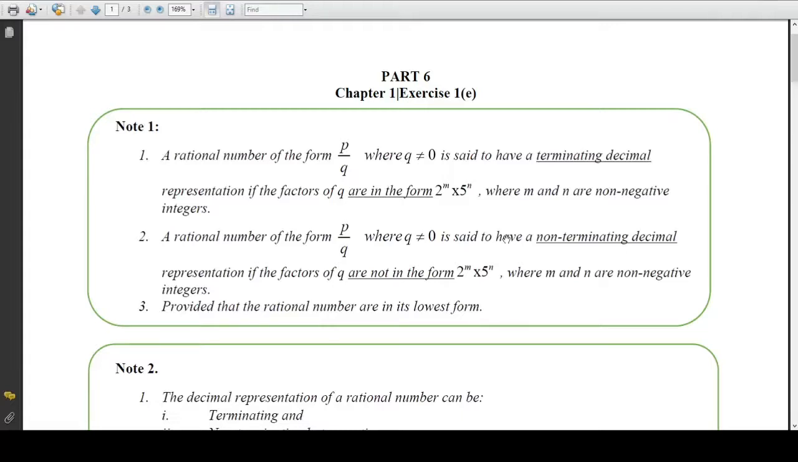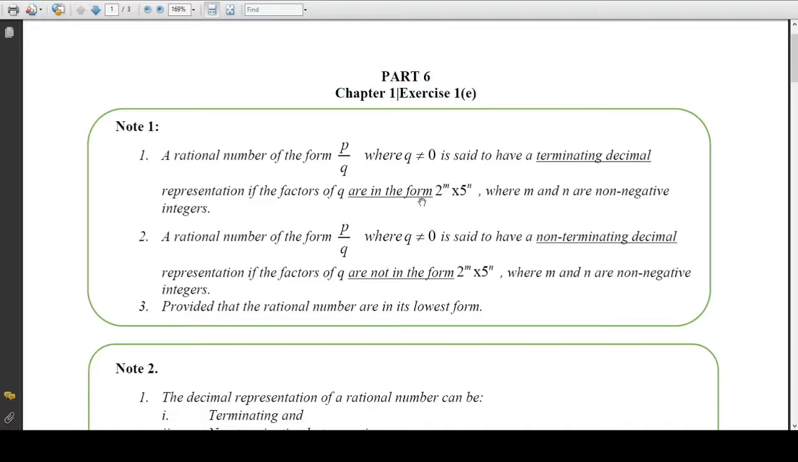Before we start, let us remind ourselves regarding rational numbers, which I've given you here as a note. A rational number of the form p by q, where q does not equal 0, is said to have a terminating decimal representation if the factors of q, which is the denominator, are in the form 2^m multiply 5^n, where m and n are non-negative integers.